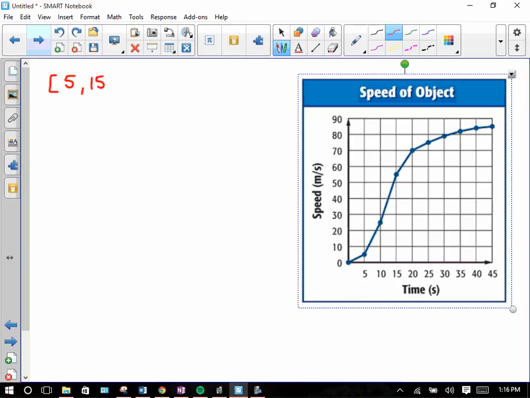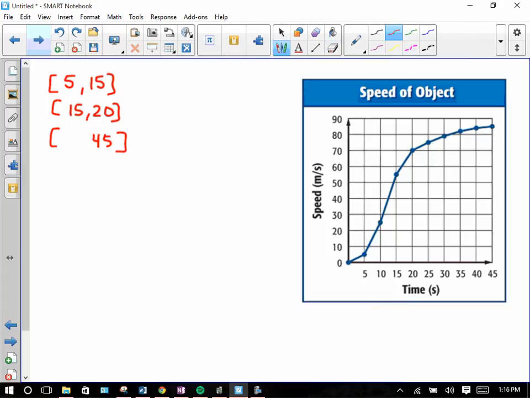So we have 5 and 15, 15 and 25, or 20, we have 20 and 45. Actually 25 and 45. So again, we know average rate of change is just going to be f of b minus f of a divided by b minus a. So this first one would be f of 15 minus f of 5 divided by 15 minus 5.